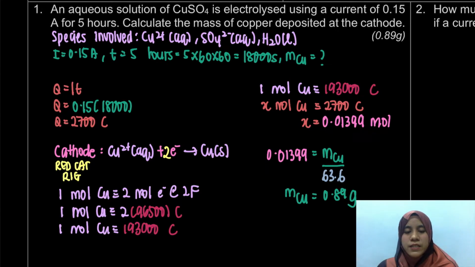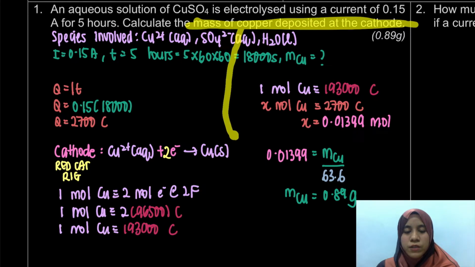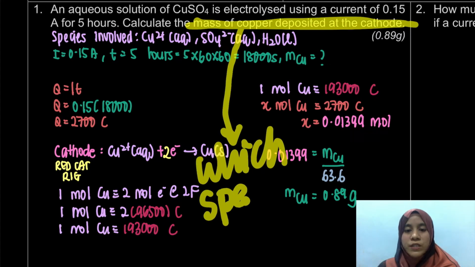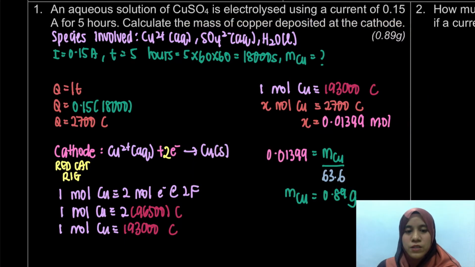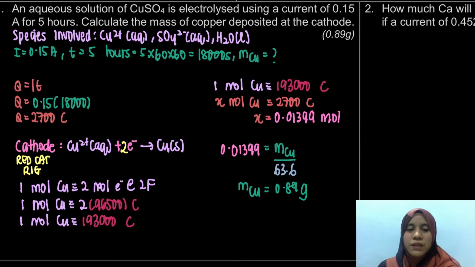So that is the steps for Faraday's first law. There are quite a lot of steps, but when you do the question, you can try it. You can do it. For here, the mass of copper is deposited at the cathode. Usually the question mentions which species is at the cathode or anode. Since here it gives you copper, the equation at the cathode must be copper, not water.